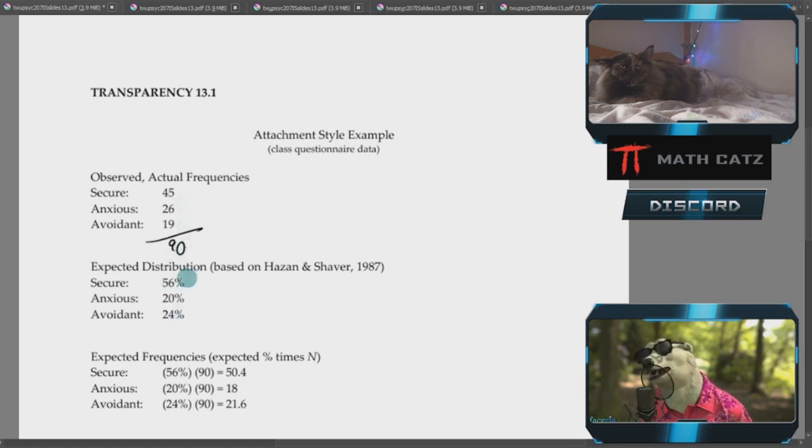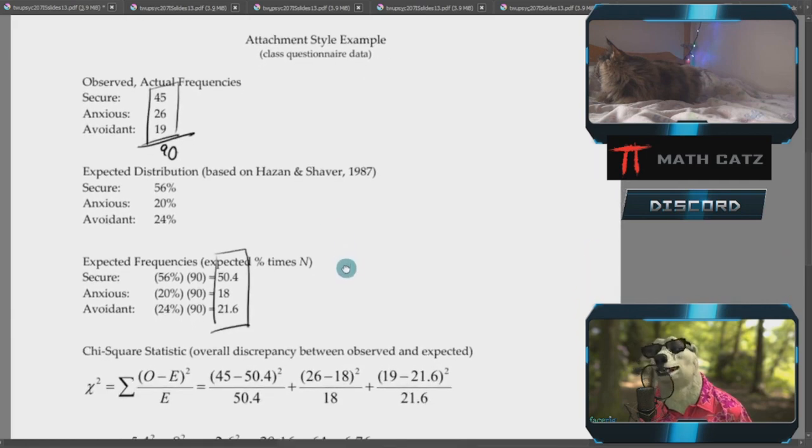So if there is no difference at all, then I expect 56% of my 90 people to have a secure attachment, 20% of my 90 people that I survey to have an anxious attachment style, and 24% an avoidant attachment style. So I get these expected frequencies. And I'm going to compare that to the observed frequencies that I observed from my people.